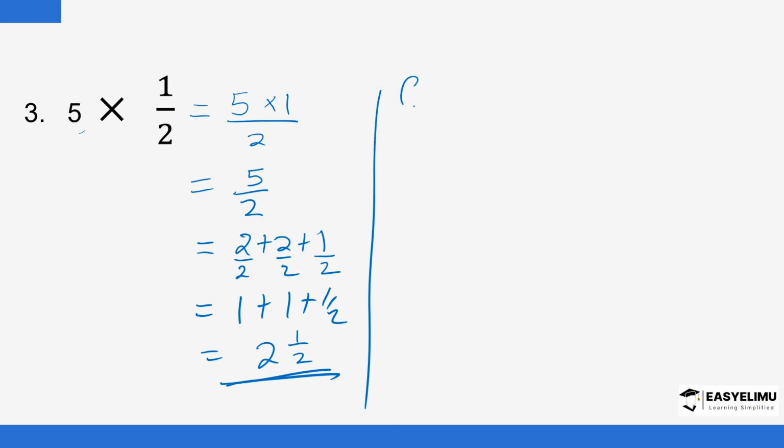So case 2 is where you also have to express the whole number part as an improper fraction with a denominator of 1. So we have 5 multiplied by 1 over 2. So this is going to be 5 over 1. That is 5 expressed as an improper fraction with a denominator of 1. And then you multiply by 1 over 2.